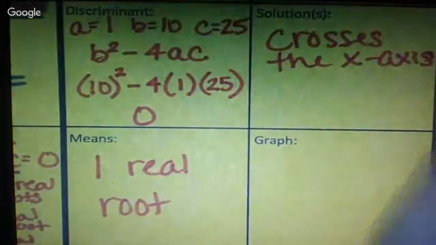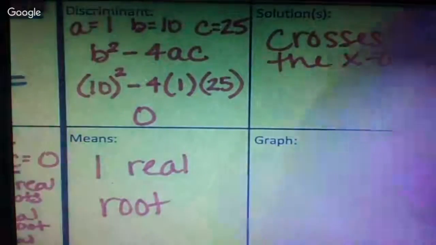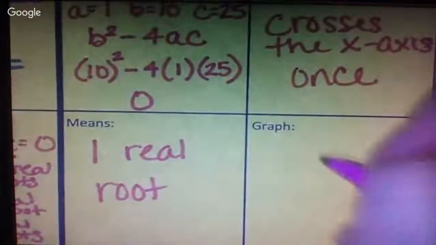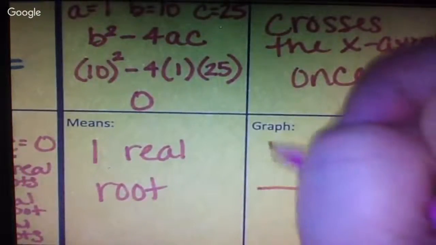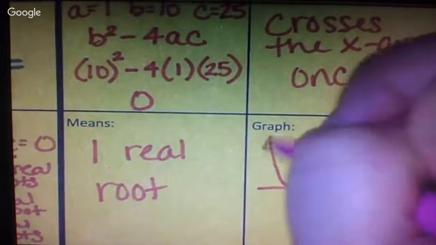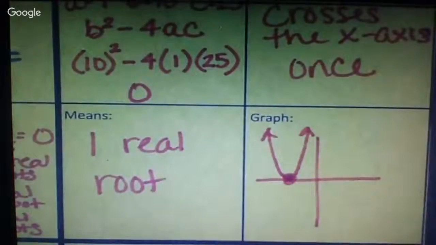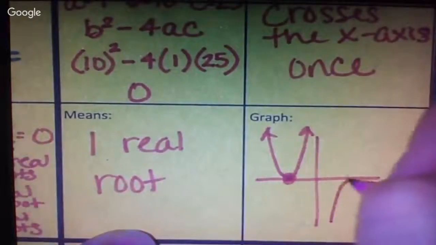No, you would just put discriminant equals 0. Crosses the x-axis once. So your graph will look something like this, where your vertex is what touches the x-axis. Yeah, I think these all have minimums because all your x squares are positives. But it could be negative, right? It could be negative. Okay, your graph could also look like this.